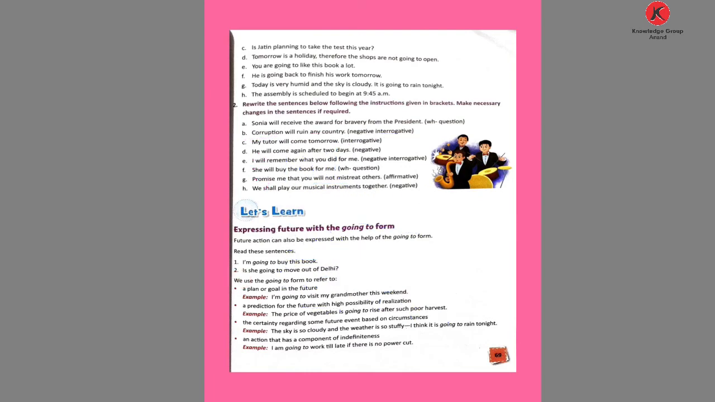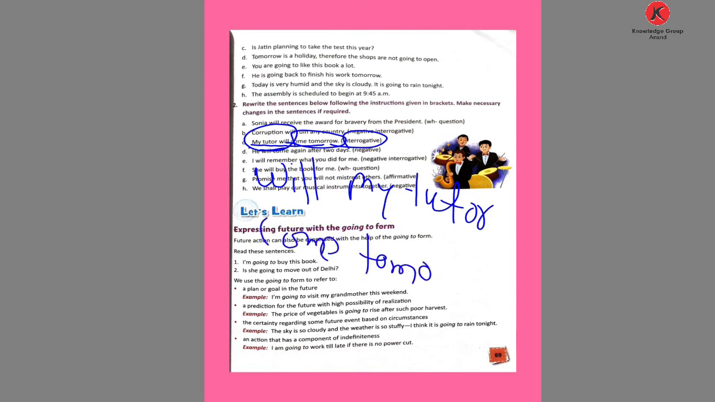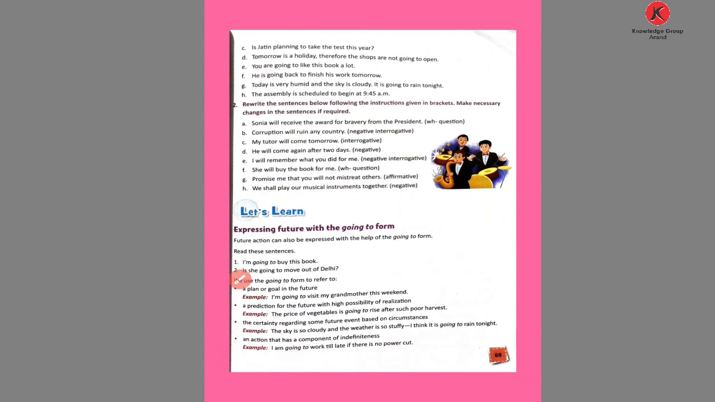C. My tutor will come tomorrow. Interrogative. In interrogative only change the place. You can write first will, then my tutor afterwards. Okay, then the remaining come tomorrow and question mark. Will my tutor come tomorrow? This is how we make the interrogative sentence in future tense.